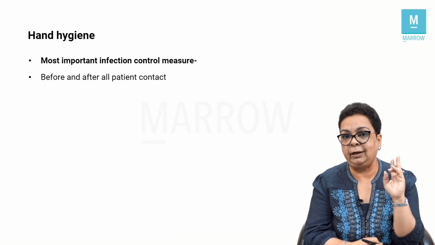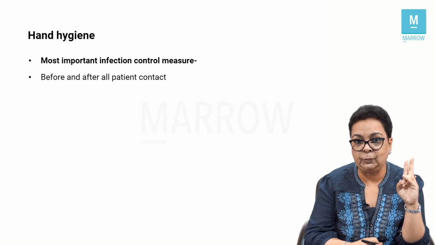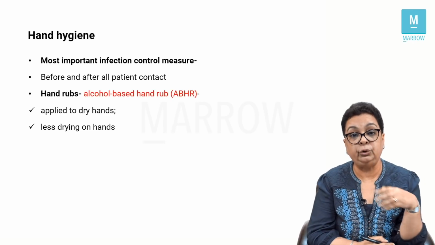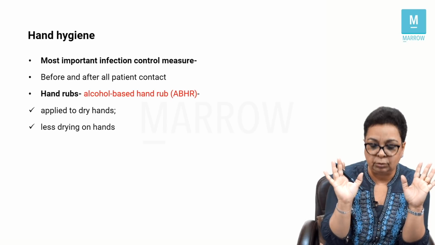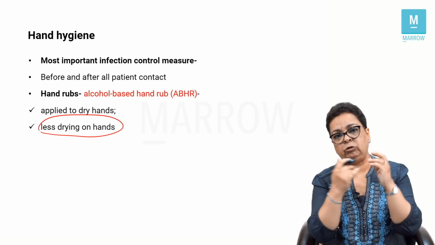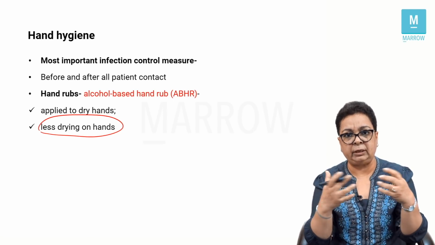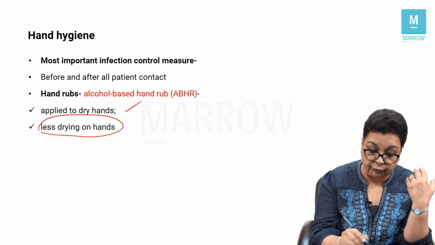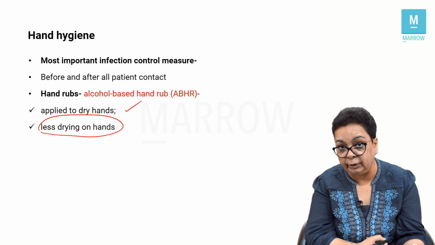So for hand hygiene in hospitals, there are 2 techniques. Either use alcohol-based hand rubs or use hand washing. In most situations, you're going to use alcohol-based hand rubs. Why? Because these are less drying. If you continuously keep washing your hands, they are going to get dried up very fast, and you're going to have to keep on applying hand lotions very frequently. So in most cases, we are going to use alcohol-based hand rubs, but with the following exceptions.